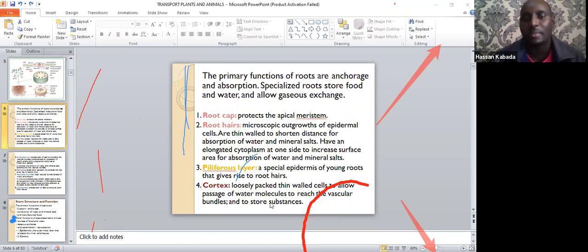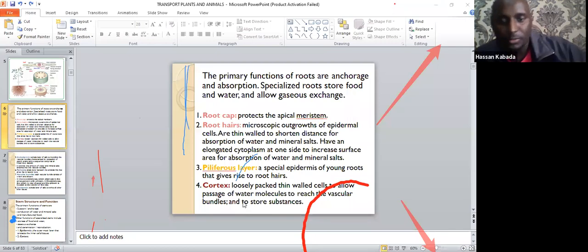So this is where some substances are stored, like sugar and some mineral salts. But basically, we have this cortex through which water molecules will move from one cell to another. They are loosely packed cells with cell walls. So water will move from one to the next until they reach the xylem.